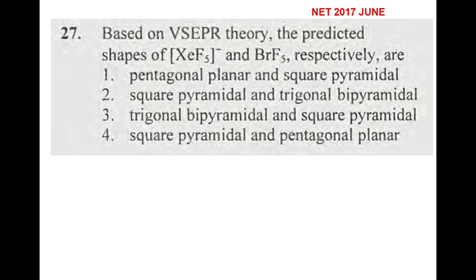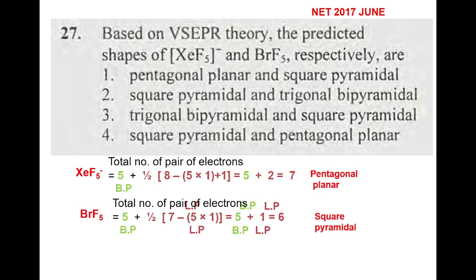Then moving on to the next question: based on VSEPR theory, predict the shape of XeF5 minus and BrF5 respectively. These things you can calculate easily from the formula. So XeF5 minus: 5 bond pair, 2 lone pair. So this is pentagonal planar. For BrF5, we have 5 bond pair, 1 lone pair. So this is square pyramidal shape.